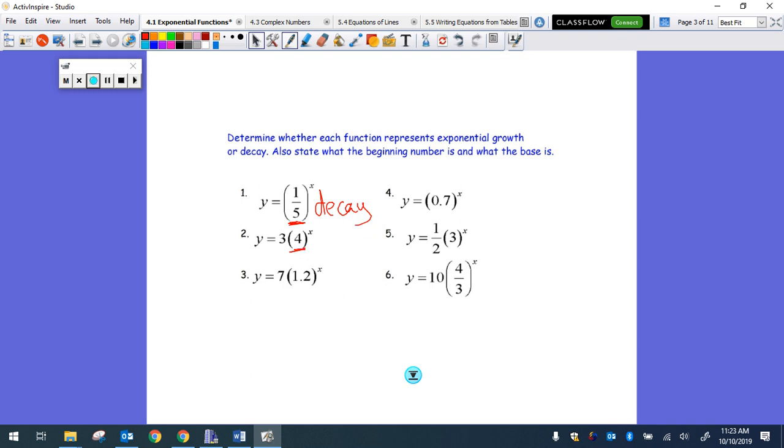Number 2, it's a 4. 4 is bigger than 1, so that means it's going to be growth. 1.2 is above 1. It's bigger than 1, so that's another growth. 0.7 is in between 0 and 1, so that is a decay. 3 is bigger than 1, so that's a growth. And 4/3 is bigger than 1, so it is another growth. That's how you figure out if it's going to be growth or decay.